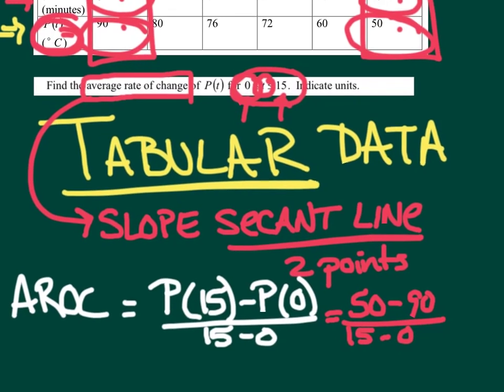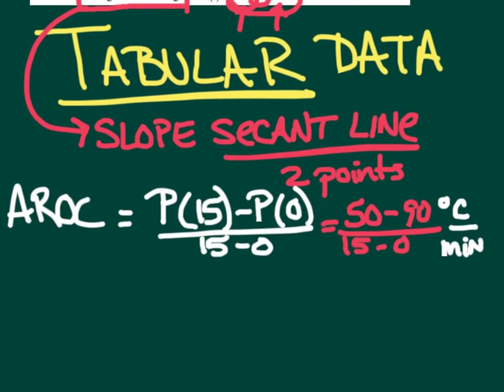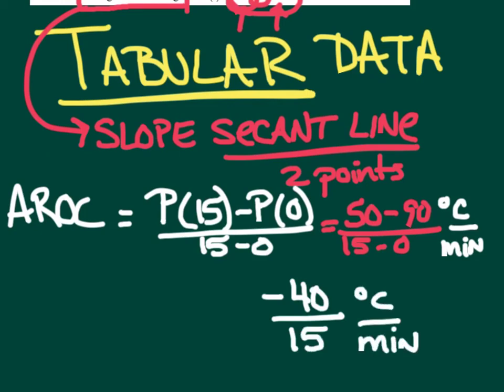Now, the other thing I want to pay close attention to before I clean this up is the units. The 50 and 90, if I read the table, are in degrees Celsius. Divided by the 15 and 0, the units are minutes. And again, I'm not guessing at this, I'm just reading the table. It will tell you everything you need to know. And as I clean that up, that gives me negative 40 all over 15 degrees Celsius per minute. And that's all we're looking for.